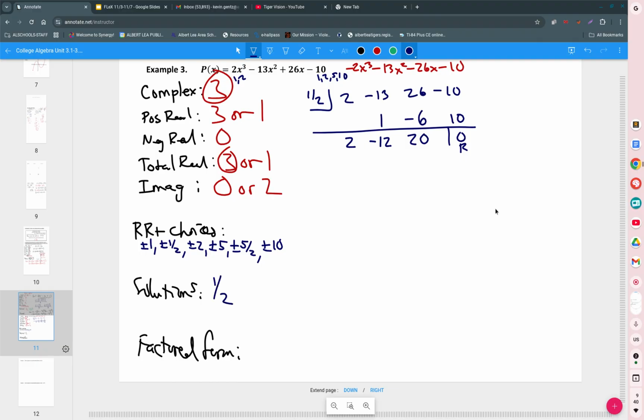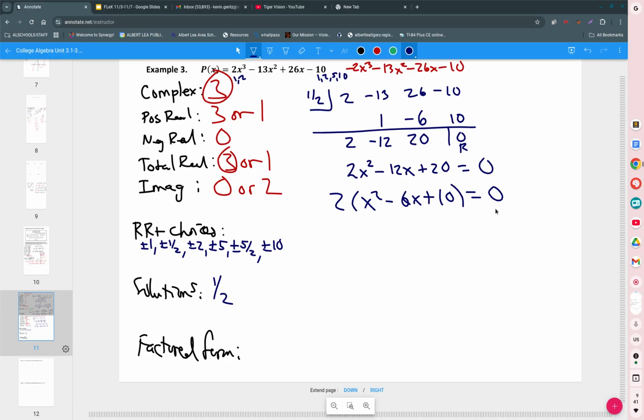That's my one positive real. I could have 2 more, or they could be imaginary. I guess we'll have to see, because what is left over is 2x squared minus 12x plus 20 is equal to 0. Does that factor? Probably. You could take out a 2. So 2 times x squared minus 6x plus 10 is equal to 0. Does x squared minus 6x plus 10 factor? No, it doesn't.